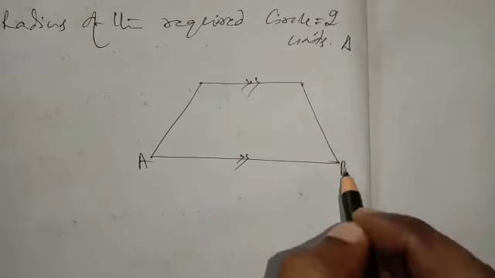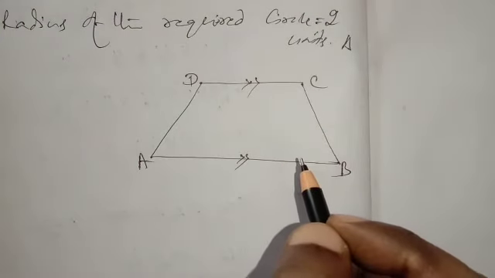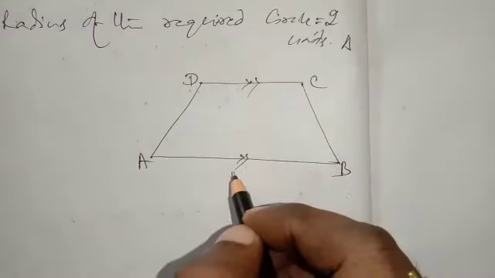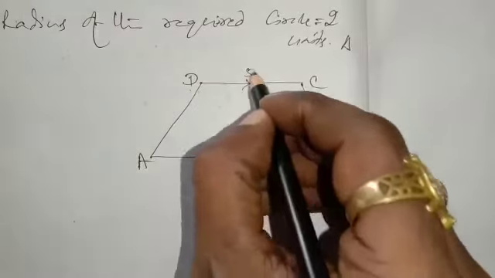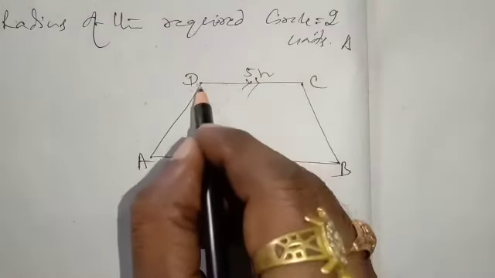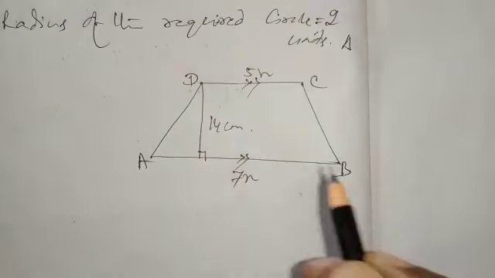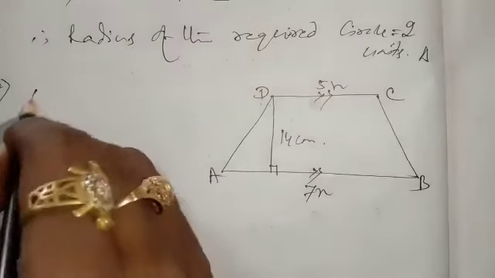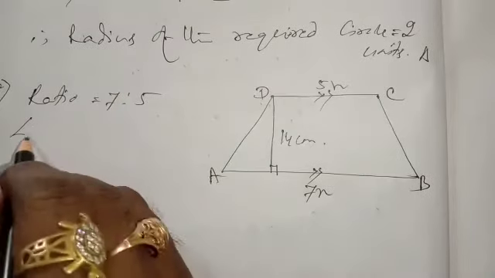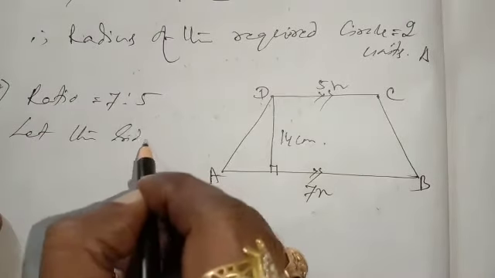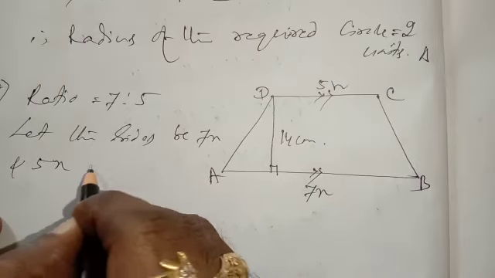Suppose ABCD is a trapezium in which AB is parallel to CD. They have given the ratio of the parallel sides of the trapezium as 7:5. Let one be 7x, another will be 5x. And the distance between them, this is the height, given as how much? 14 centimeters. This is the figure. Ratio given, ratio is equal to 7:5. Ratio of parallel sides. So let the sides be 7x and 5x respectively.